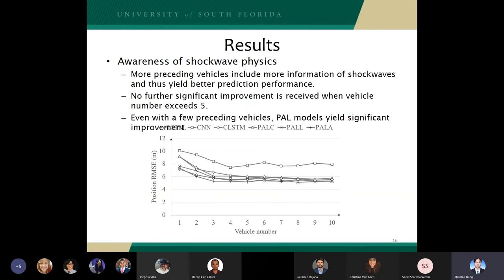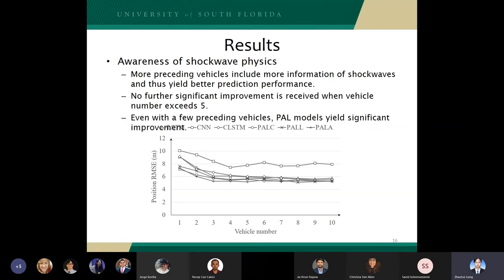The second experiment is the awareness of shockwave physics. Here, the vehicle number varies from 1 to 10, and we found that more preceding vehicles include more information of shock waves and thus yield better prediction performance. But no further significant improvement is received when the vehicle number exceeds 5. This is probably because the shock wave can only propagate in a limited range.